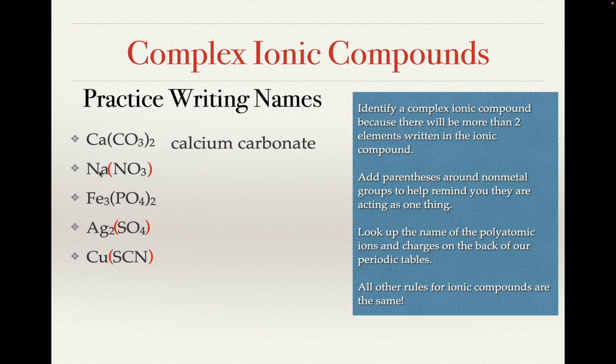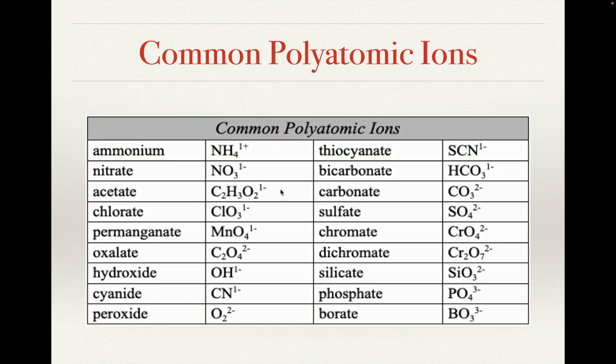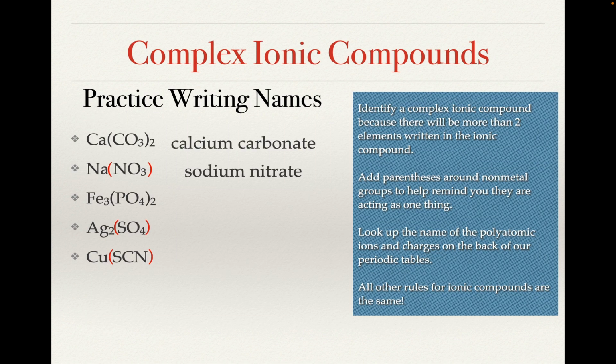Well, here we have sodium, and we have NO3, so we go back, and NO3 right here is called nitrate, okay? So we have sodium nitrate. Here we have Fe, which is iron, and PO4. If you look up PO4, it's called phosphate, so it's iron phosphate. Here we have silver with SO4, which is called sulfate.